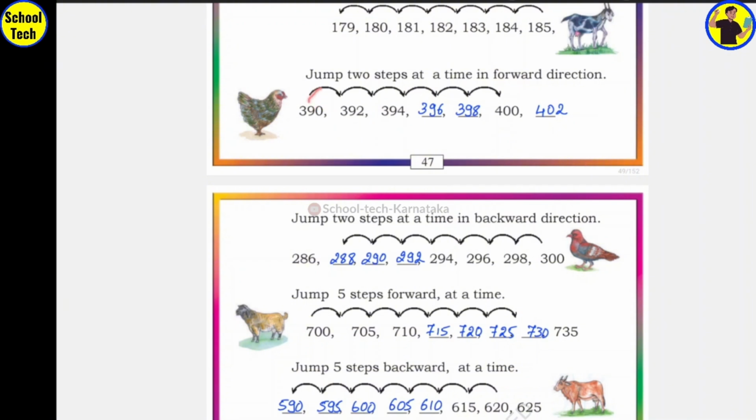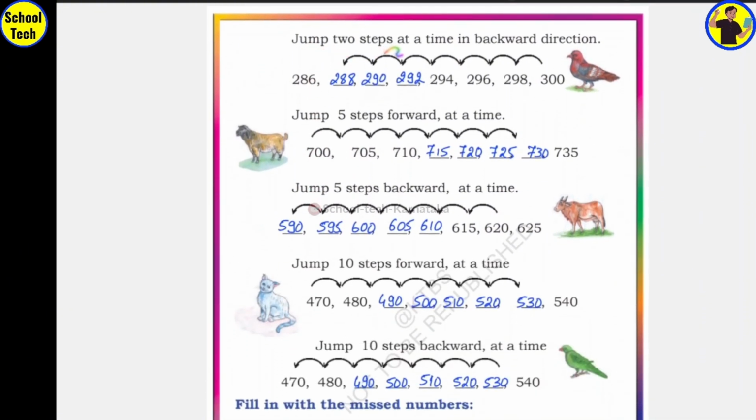So jump to 392. Jump to 394. Jump to 396. Jump to 398. Jump to 400. Jump to 402.